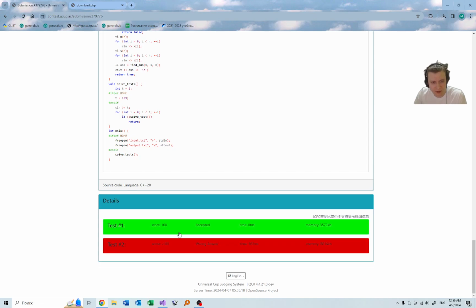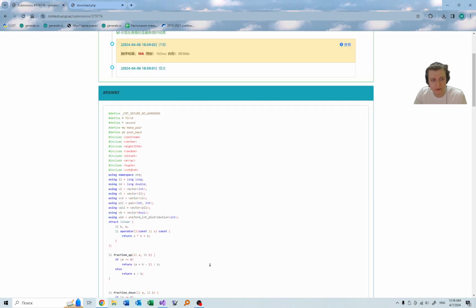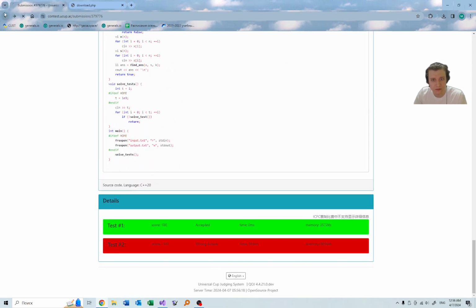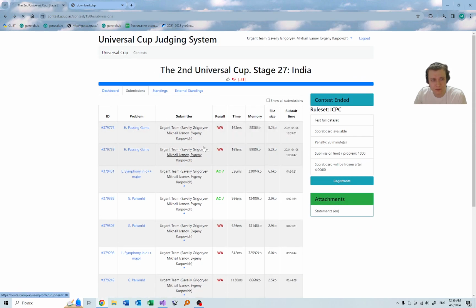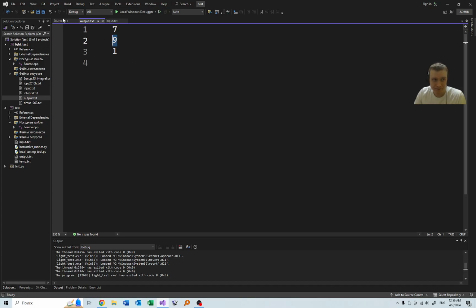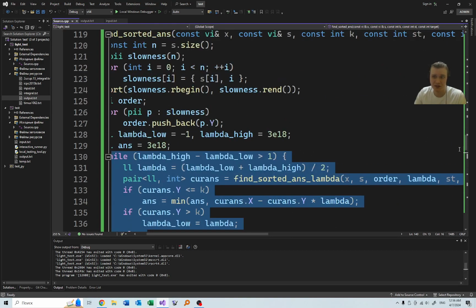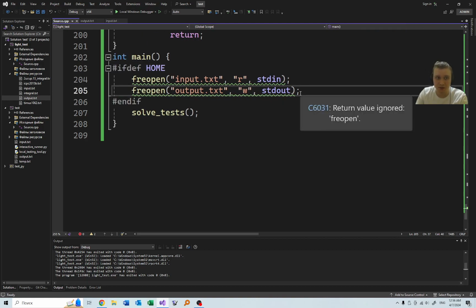I can't open it. Wow, I cannot open it. Okay, this is strange that I cannot open it. The best way to find such strange behavior is to write a stress, so that's what I'll do now.